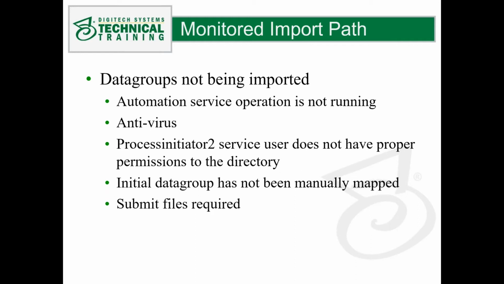Another one you'll get sometimes is that the initial data group has not been manually mapped to your entity. If the project does not exist in Enterprise, and it's the first time this data group is getting pulled into Enterprise, that first one has to be manually mapped. So you would go into data storage and import manually, and then any additional data groups will automatically import from then on out. I'll show you that here in a second as well. And then finally, if submit files are required and they aren't present, the service will look for those, and if they're not there, it's not going to pull them in either.